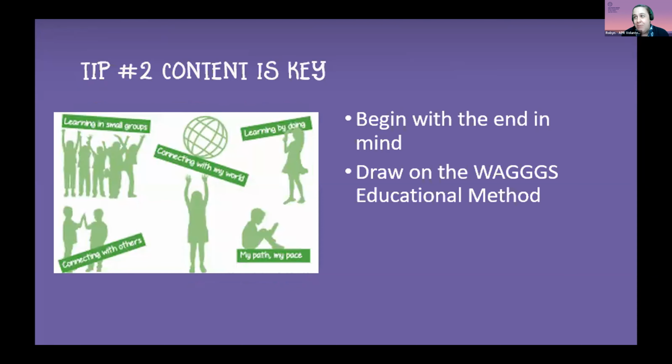Now, this might seem obvious to some, but for those who don't realize it, the WAGS educational method can help you shape your content. So have you got people learning in small groups? Have you got the ability during your event to provide that small group interaction? Have you got them connecting with others? Is that a priority for your event? It may not be a priority for your event. So working through the 5 educational method aspects, you can then start to look at your content to make sure it's fitting with the way we do things in WAGS.